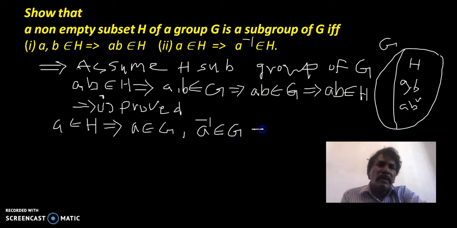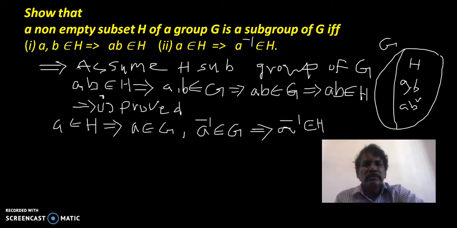So which implies what? A inverse must be in H. Okay, so the second condition is also satisfied. So if H is a subgroup of G, then we have proved that if A, B belong to H, then AB belongs to H, and if A belongs to H, then A inverse belongs to H.